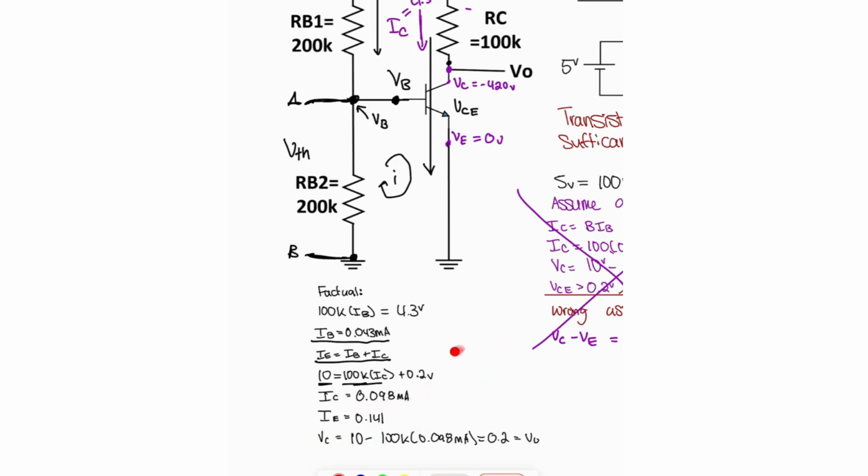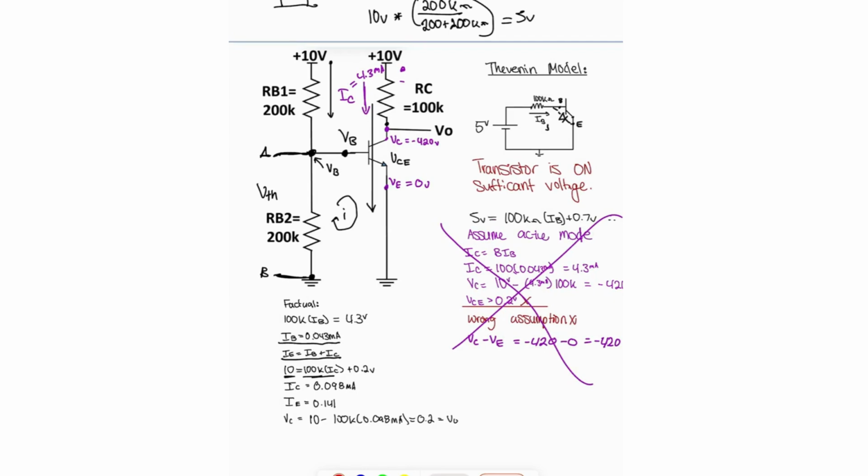And then VC would be 10 minus 100K times 0.098, which is essentially what we did here, but just totaled up, that VC is equal to 0.2, which is equal to V naught. Which would make sense, because if VE is 0 volts and the voltage drop across this is 0.2, then our VC is 0.2. Okay, and then we could just find the current there, and that's it. All we're asked to do is find V naught, and you could go through and find everything else now that we've found all the values, but we're just asked to find V naught.